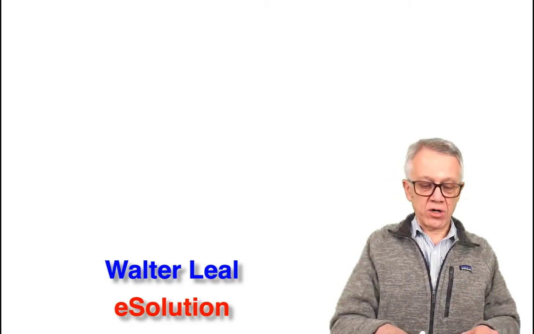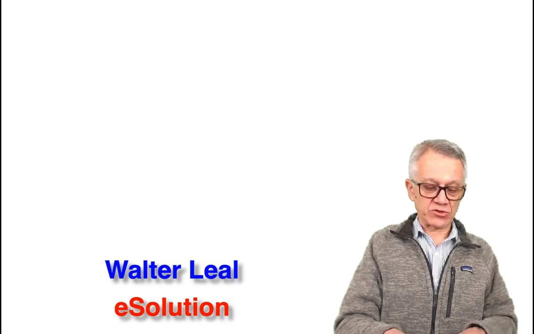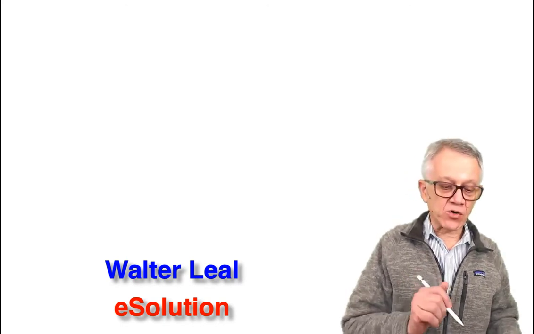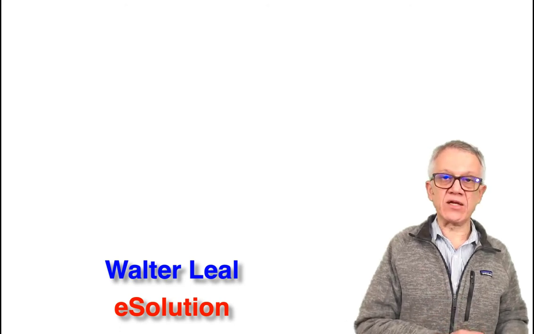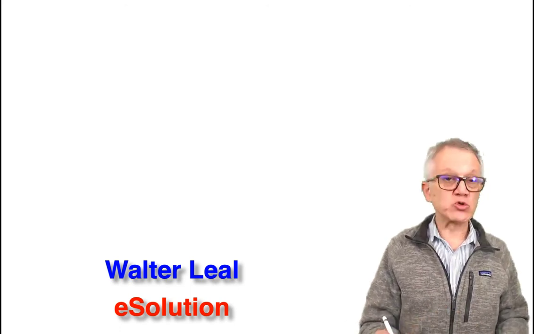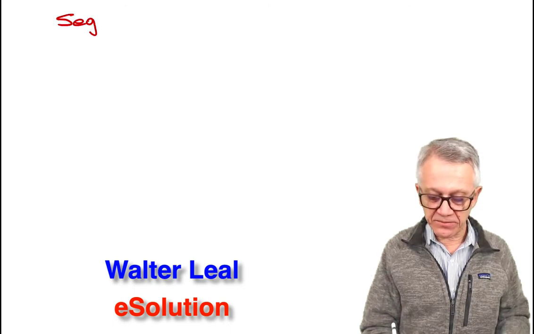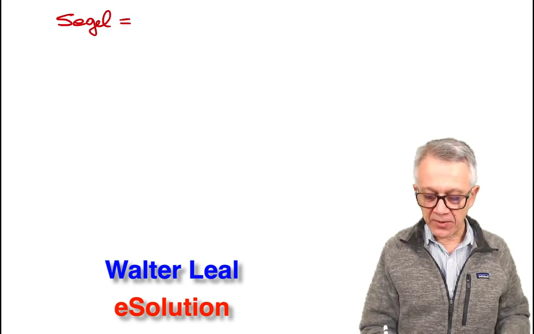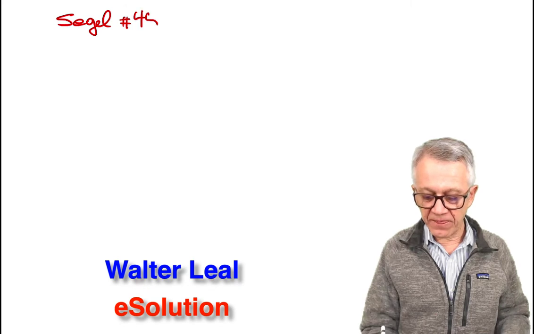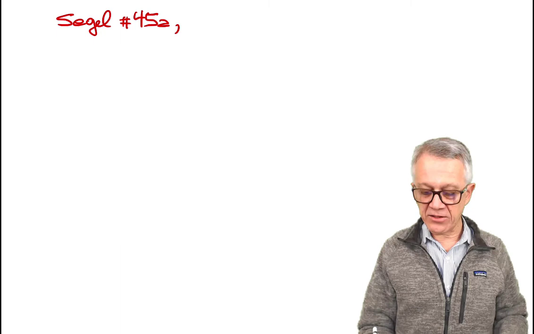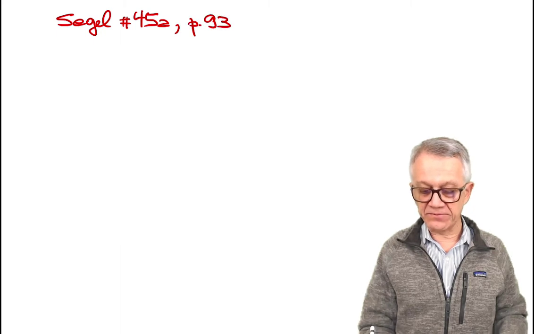Let's work now on problems from Siegel's Biochemical Calculations. Now we are going to do problems on page 45. And we're going to start with problem 45. So again, in Siegel, problem number 45. This segment here we're going to do part A. And again, this is on page 93.